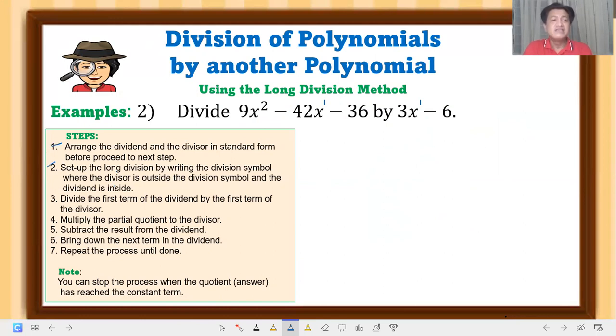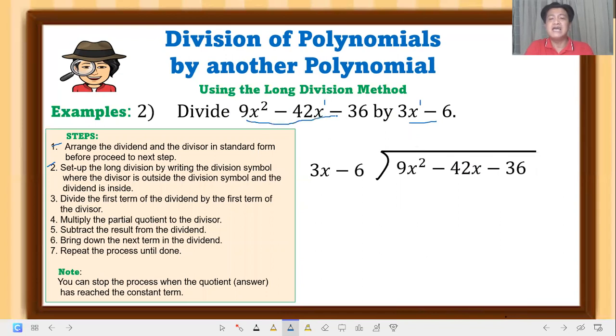Step 2 na tayo. Set up the long division method. I mean the long division symbol. Okay, ito yung symbol natin. Yung nasa labas, yun yung divisor. Ito yung divisor natin. At yung dividend, yun yung hahatiin natin. Okay, kailangan alam natin yung pagkakaiba nila, no? Kung saan dyan yung dividend at divisor. Okay, and then after that, you have to do step number 3. Divide each term. Ito yung first term of the dividend. I-divide natin doon sa first term of the divisor. Okay, ito yung solution natin dyan.